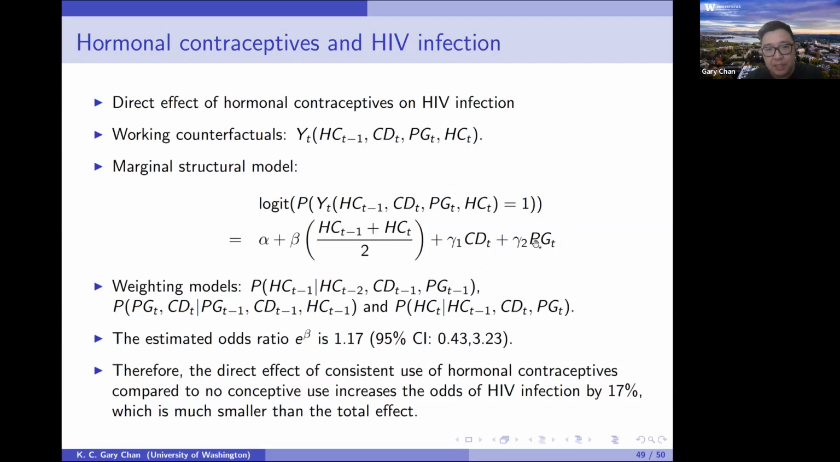And the estimated odds ratio for this marginal structural model is actually 1.17, which is much reduced compared to the previous estimate, 1.94. So this is the direct effect. You can conclude that the direct effect of consistent use of hormonal contraceptives compared to no contraceptive use increases the odds of HIV infection only by 17%, which is much smaller than in the total effect. And this is consistent with a lot of the observational studies and some of the recent conclusions.